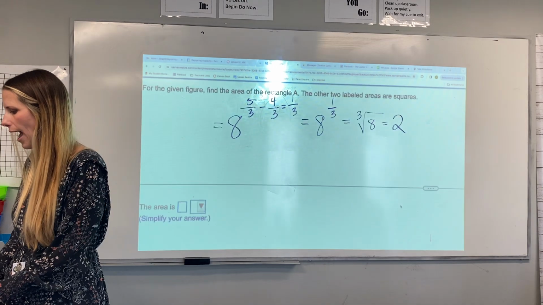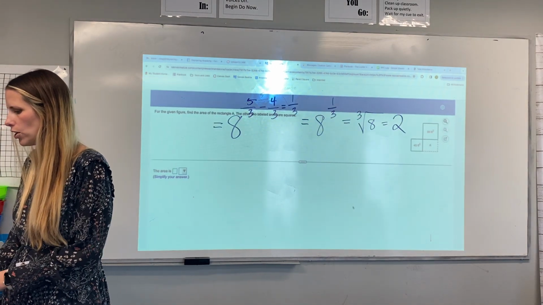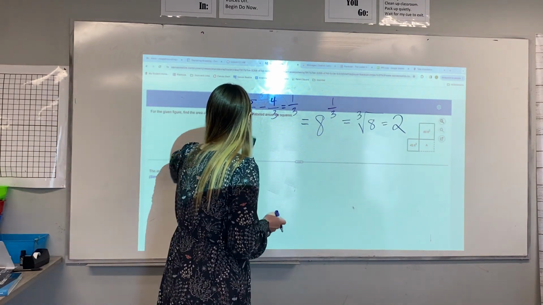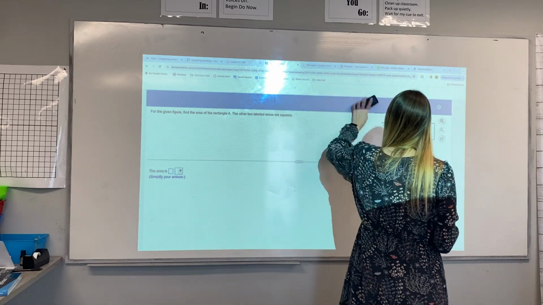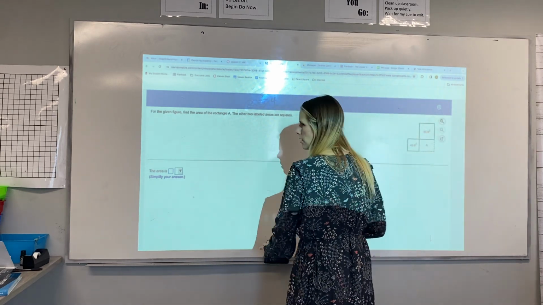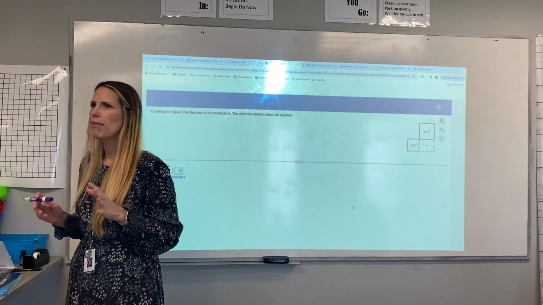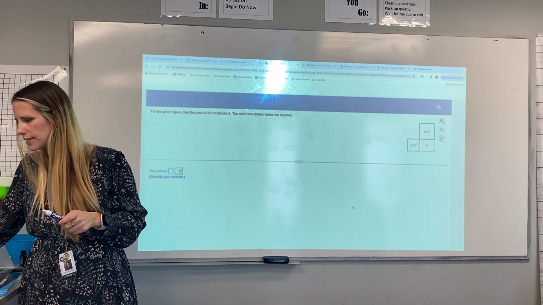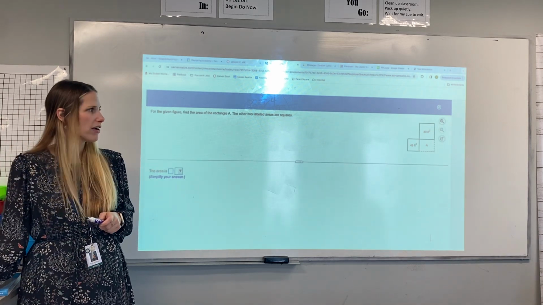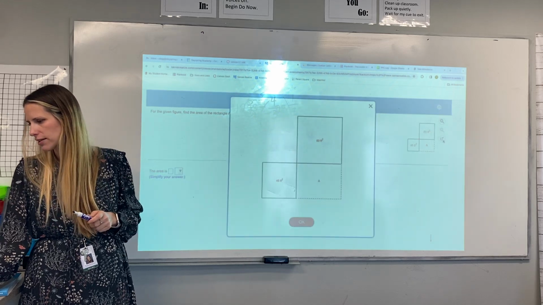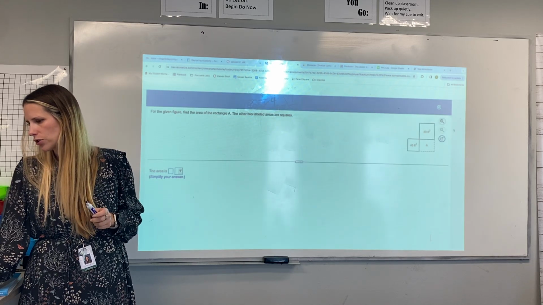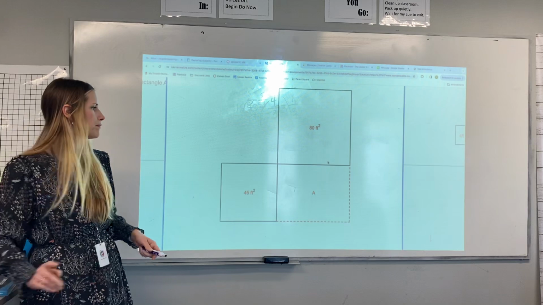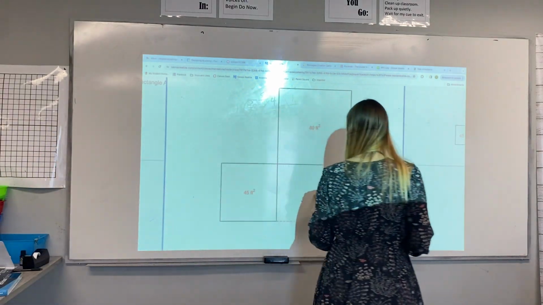If you did not have my class yet today, you did not have a problem like this because we're doing it in the lesson today. It's manageable. But I'm going to teach it as I go through, okay? It says, given the figure, find the area of rectangle A. The other two labeled areas are squares. Okay, so that's really important information.